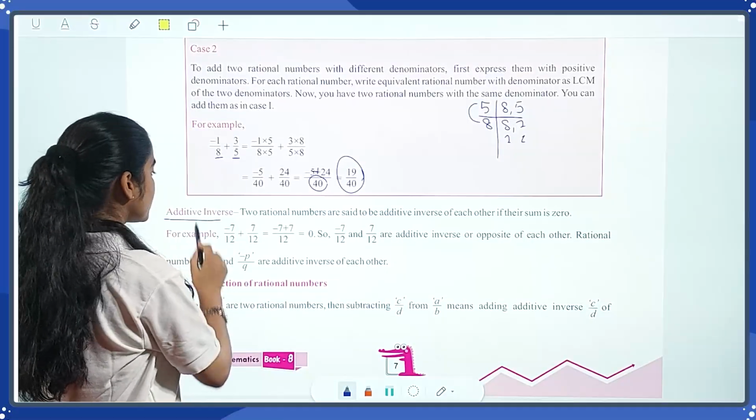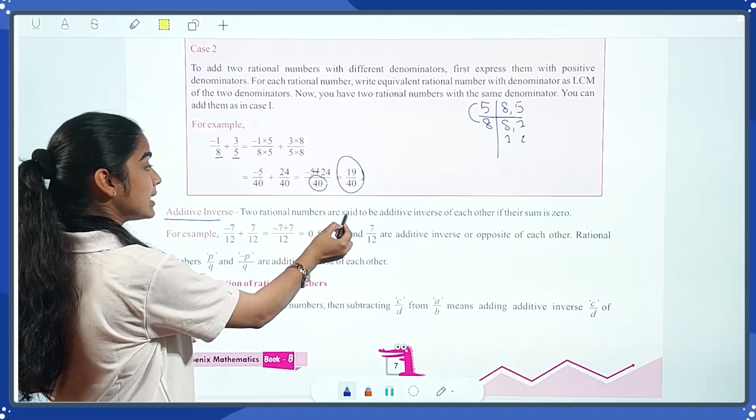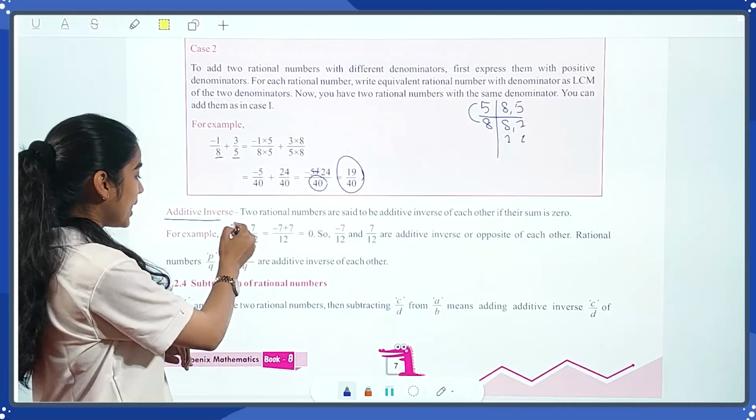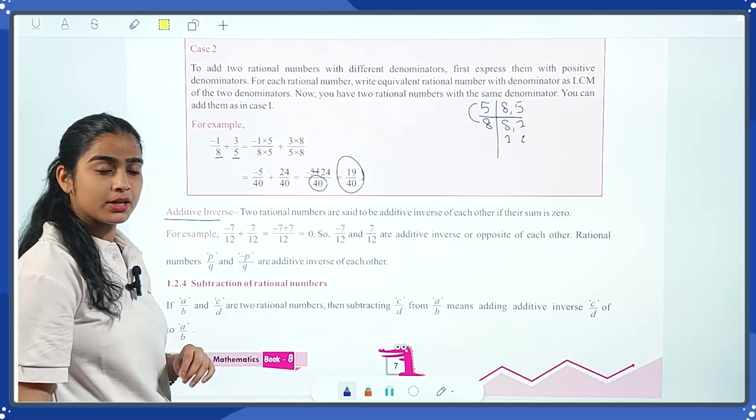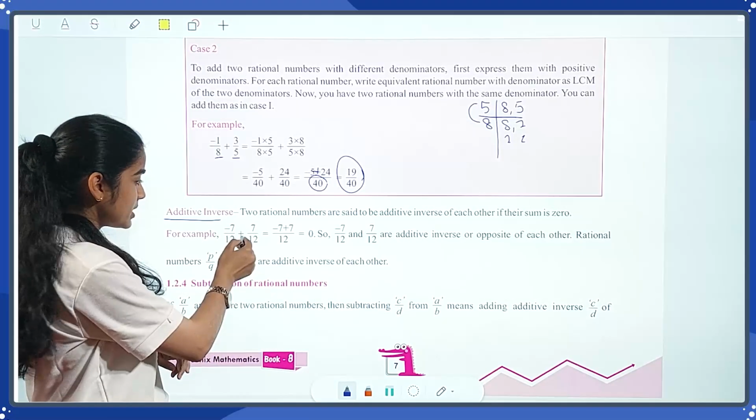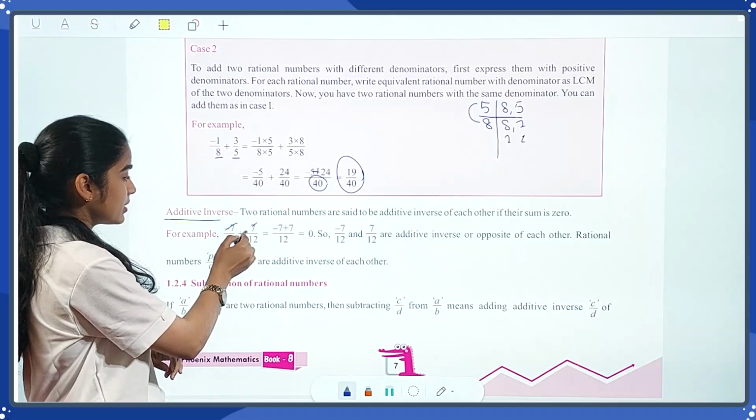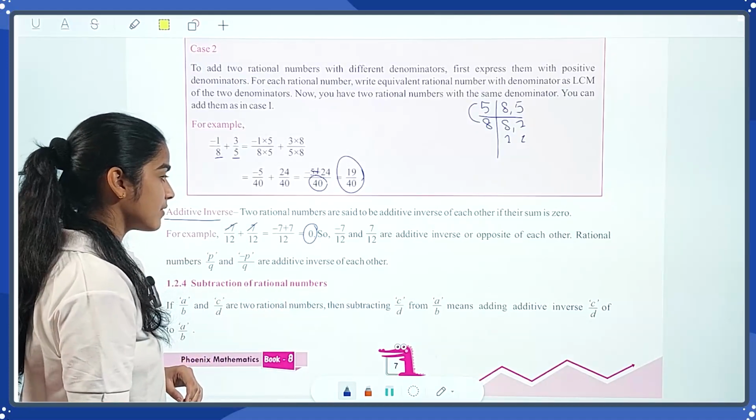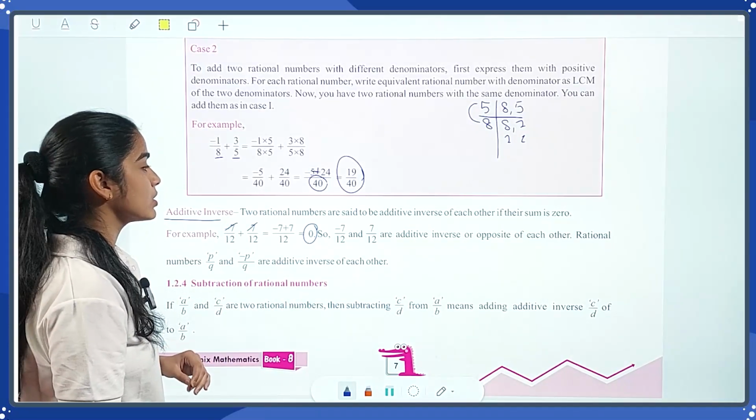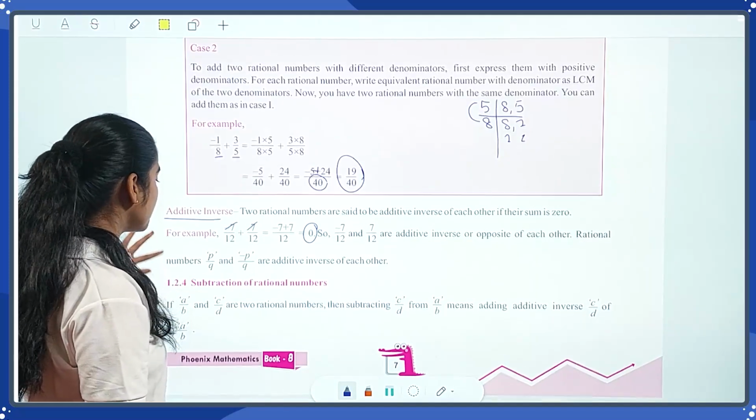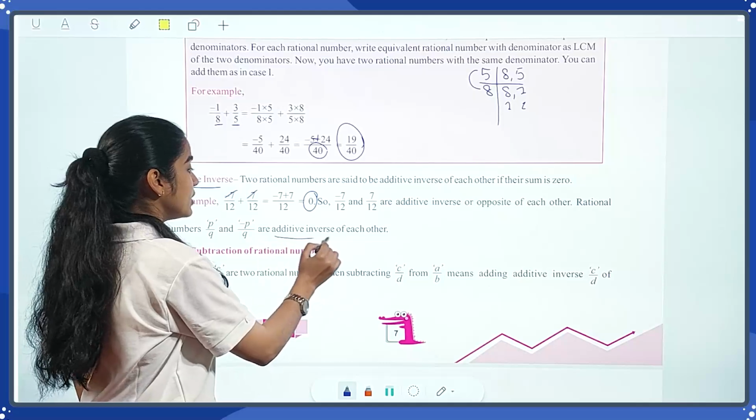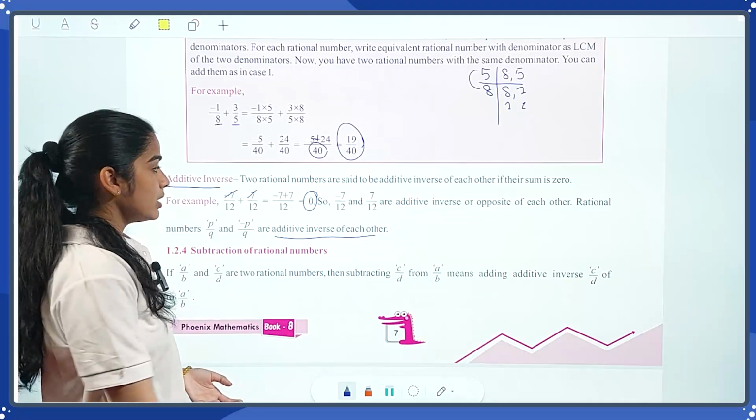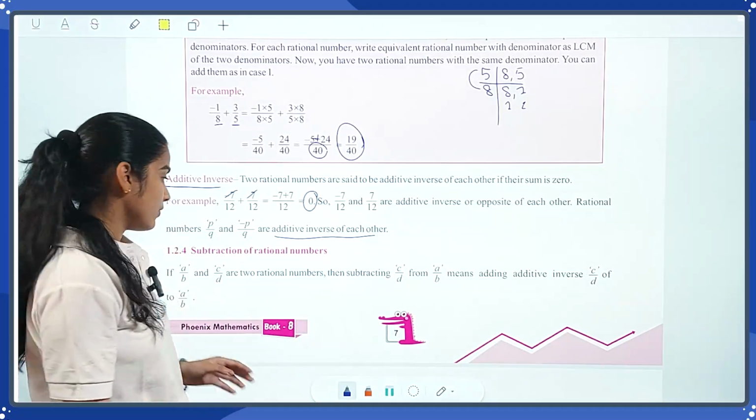Now, additive inverse. Additive inverse means two rational numbers are said to be additive inverses of each other if their sum is 0. If I have minus 7 by 12, the opposite of minus 7 by 12 is positive 7 by 12. So plus 7 by 12, minus 7 and plus 7 cancel each other and your answer is 0. So minus 7 by 12 and 7 by 12 are additive inverses, or opposites, of each other. Rational numbers p by q and minus p by q are additive inverses of each other. If you have a positive number, your additive inverse is the negative number.